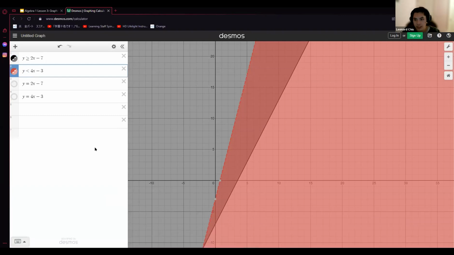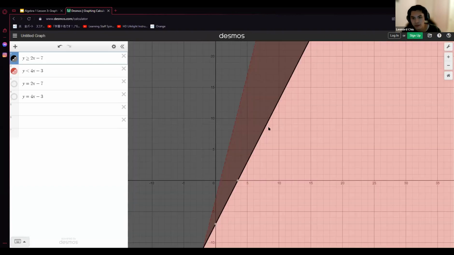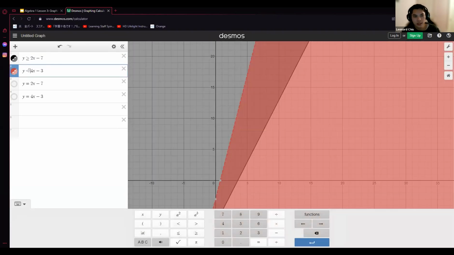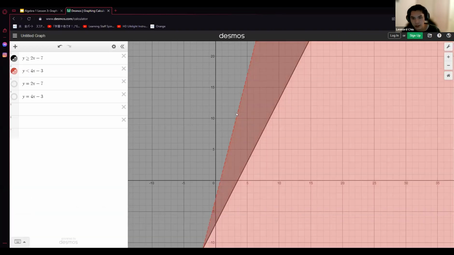So this is really important because your teacher will probably dock you points if you don't do it correctly. If it's greater than or equal to or less than or equal to, it's going to be a solid line because the answer is inclusive, which means the answer belongs on the line. And if it's just greater than or just less than, it's going to be a dotted line right here.